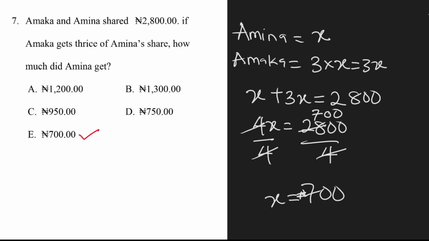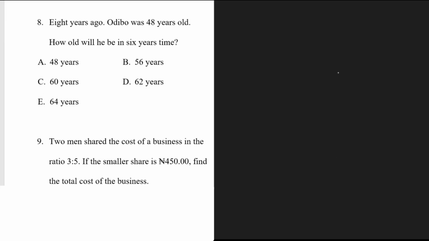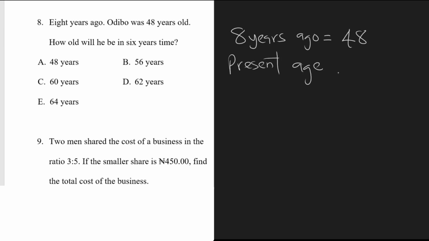So let's move to the next question. Alright, question 8 says that 8 years ago, Odibo, sorry if I pronounce it wrongly, was 48 years old. How old will he be in 6 years' time? So remember that this 48 years was 8 years ago. So if you want to know his present age, you're going to add 8 years because it was 8 years ago. So we say 8 years ago, he was 48 years. For his present age now, you simply say 48 plus 8.